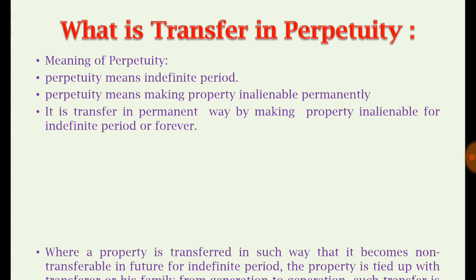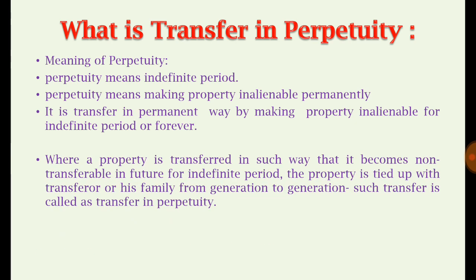You can see how a person can transfer his property in a perpetuity. We can see here, where a property is transferred in such a way that it becomes non-transferable in future for indefinite period. Such a property is tied up with transferor or his family from generation to generation, and such a transfer is called as a transfer in perpetuity.